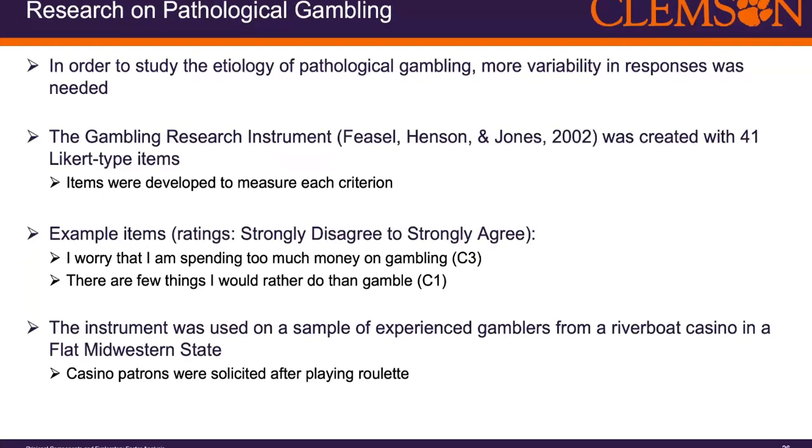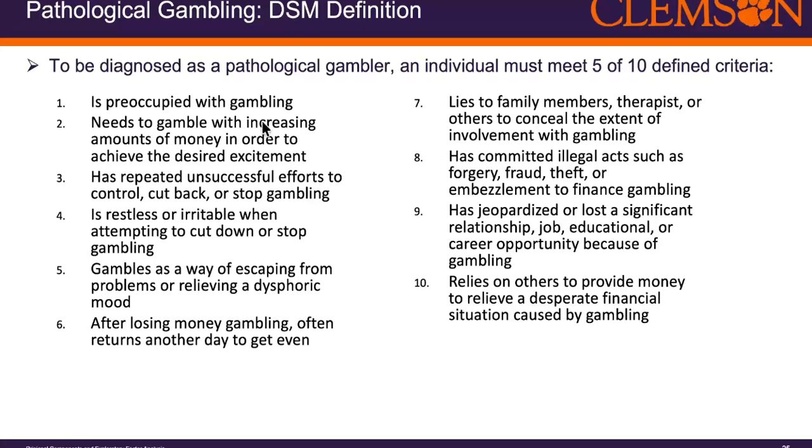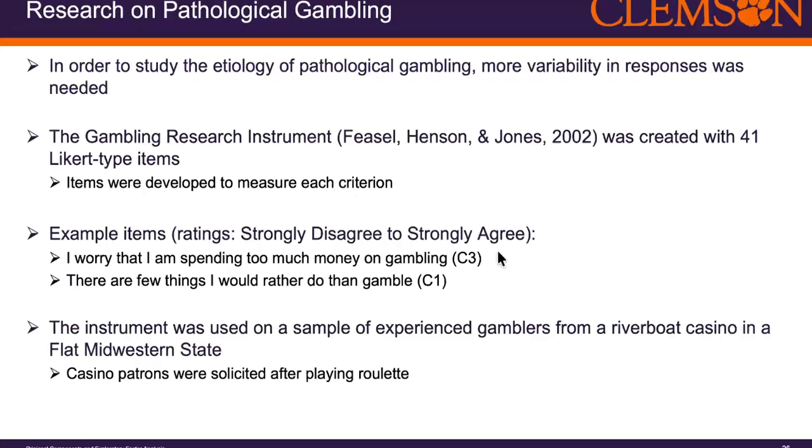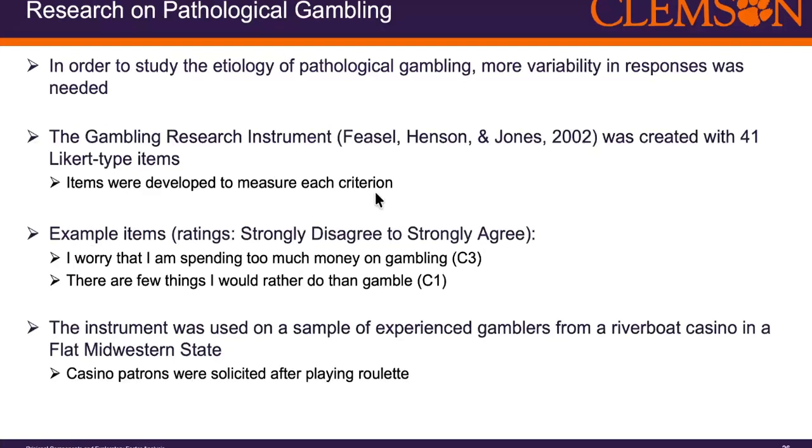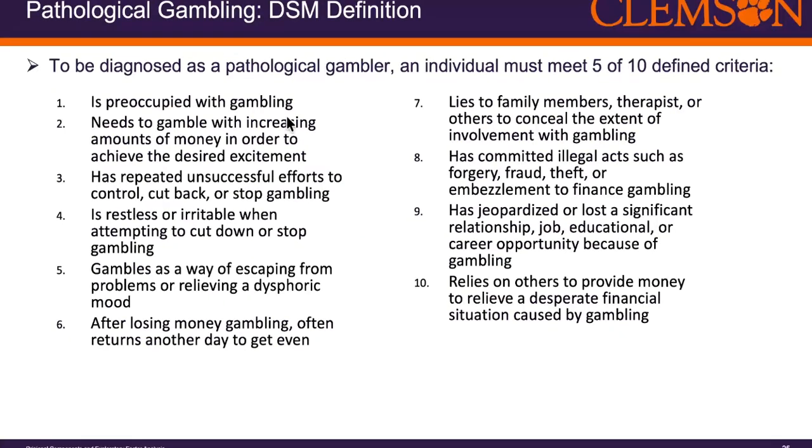In order to study how pathological gambling grew, it was part of a lab that created a survey called the Gambling Research Instrument. It had 41 Likert-type items, with 6 categories ranging from strongly disagree to strongly agree. Those items were developed to measure each of these criteria that you see there. Here are some example items. "I worry that I'm spending too much time or too much money on gambling." That's criterion 3. "Has repeated unsuccessful efforts to cut back, control, or stop gambling." Or "There are few things I'd rather do than gamble," which is criterion 1, being preoccupied with gambling.